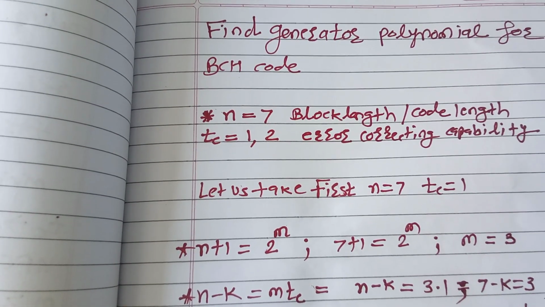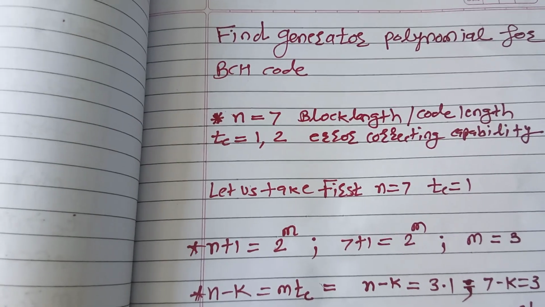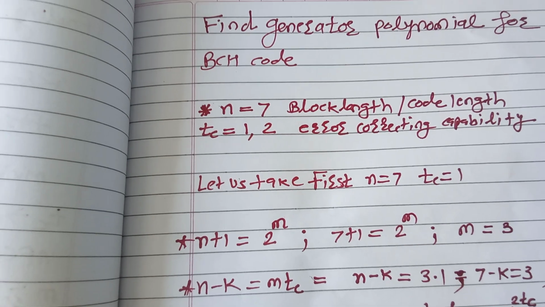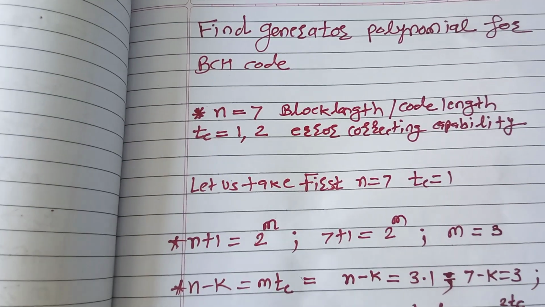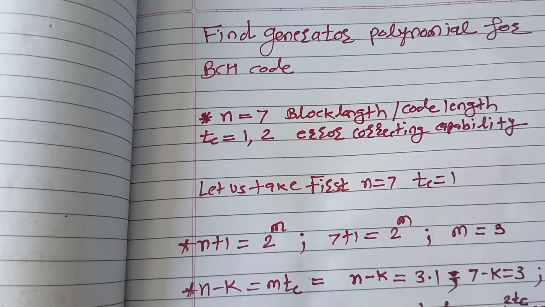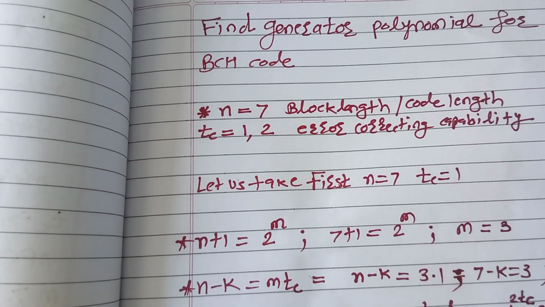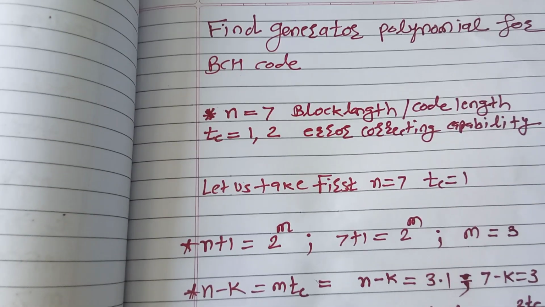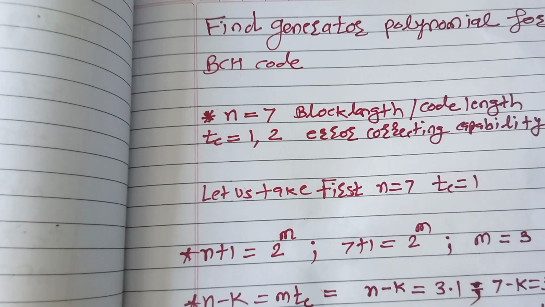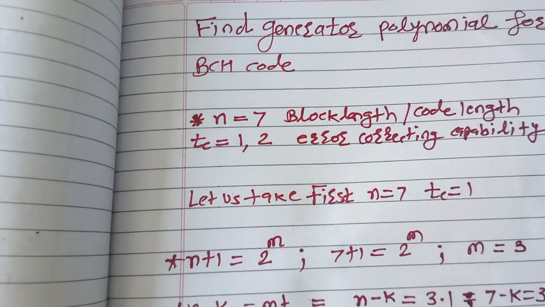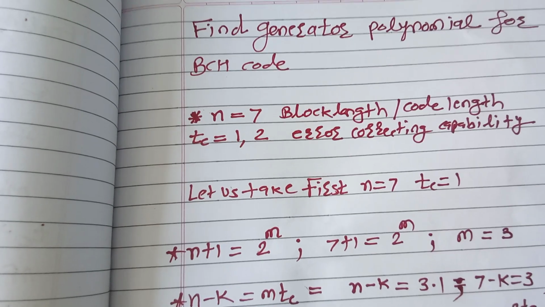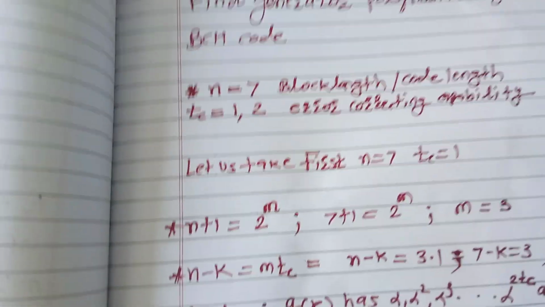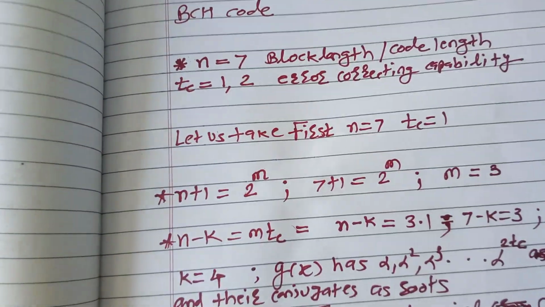So they have given you n equal to 7, which is block length, or which is also called code word length. TC is equal to 1, 2. So in a cyclic code, we fix TC that is equal to 1 only. So in a BCH code, you have to check how many errors it can correct. Or the first specification is number of errors to be corrected. So TC is 1 or 2. So let us first take n equal to 7 and TC equal to 1.